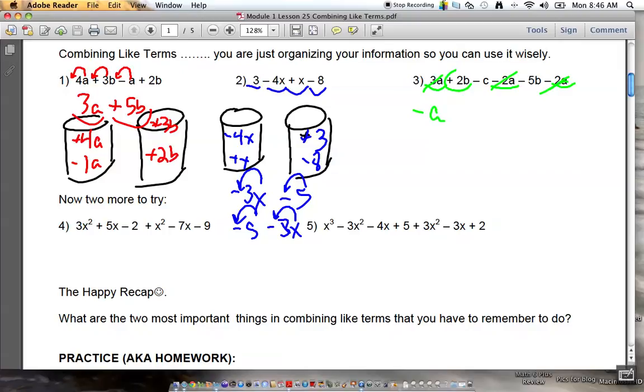That's totally up to you, whatever system you like. Now, I have 2b's and negative 5b's. What is that when I put them together? Negative 3b. And then finally, I have negative c. Notice I used hoops for a's, circles for b's, and squares for c's. You can do whatever it is you like to do. In time, you will not write anything around the letters, but we have to get used to it first.